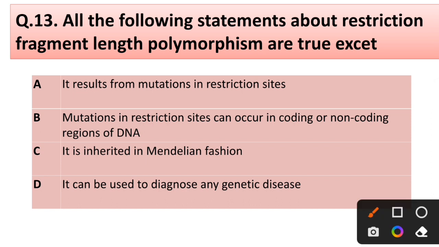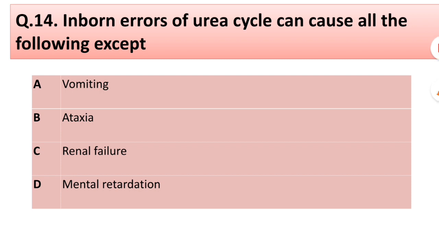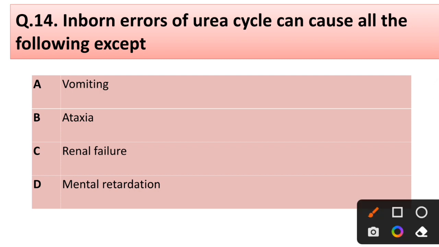Question number 30. All of the following statements about restriction fragment length polymorphism are true except: it results from mutation in restriction site, mutation in restriction site can occur in coding or non-coding region of DNA, it is inherited in Mendelian fashion, it can be used to diagnose any genetic disease. Correct answer is option D. It can be used to diagnose any genetic disease is not true for restriction fragment length polymorphism. All three other statements are true. Question number 40. Inborn error of urea cycle can cause all the following except vomiting, ataxia, renal failure, mental retardation. Correct answer is option A, vomiting.